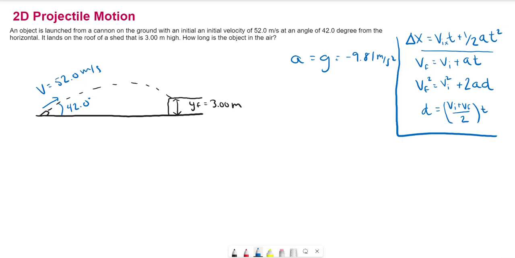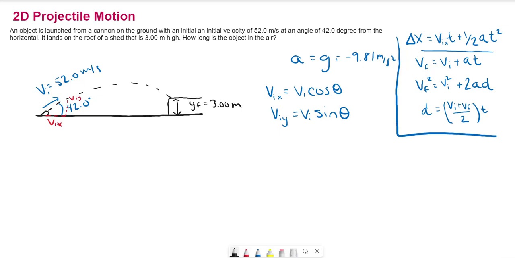So we do need to break our velocity up into the x and y components. So our v initial in the x direction is going to be v initial, so this given velocity is our v initial, times the cosine of the angle. And then v initial in the y direction is going to be v initial sine of theta, where of course this is our vix, this is viy.